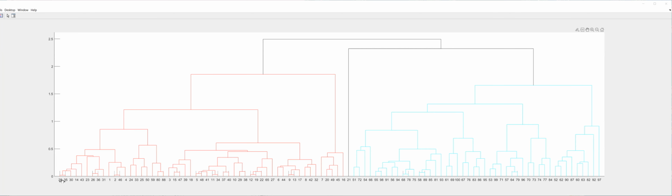Now I want you to start from the top. Can you see as you go from the top, that the dendrogram is split into two branches? You have a branch on the left and you have a branch on the right. Do you agree with me?